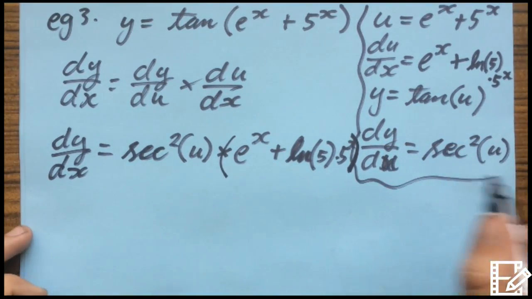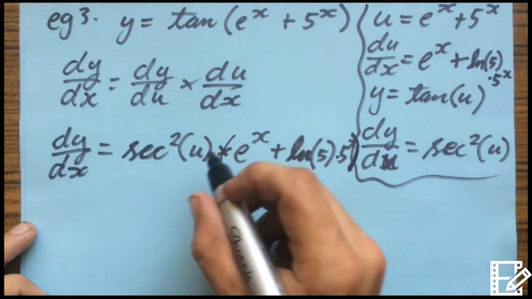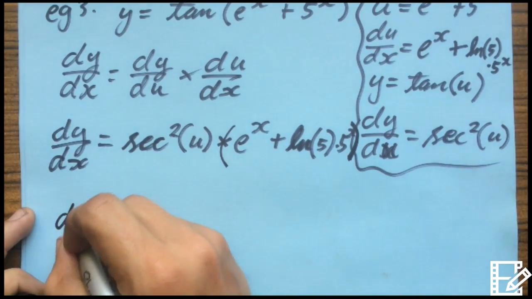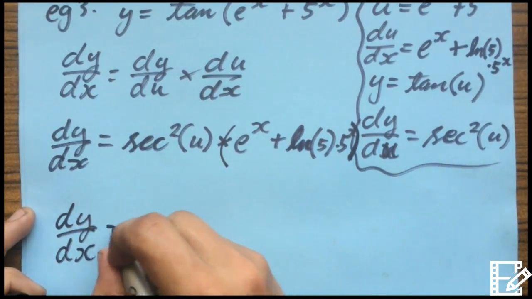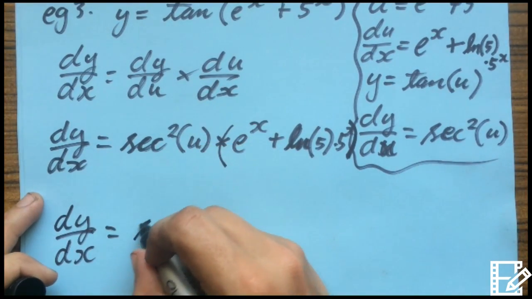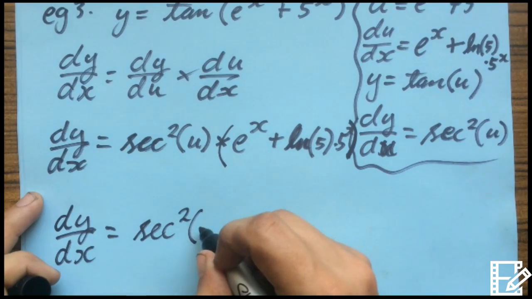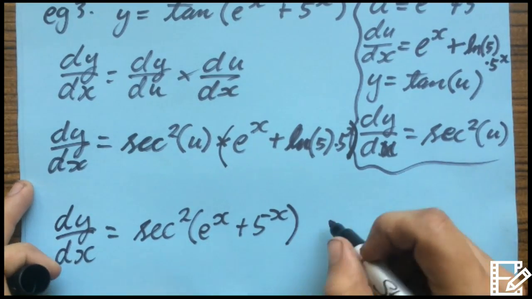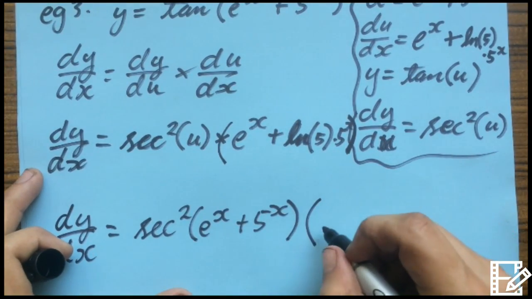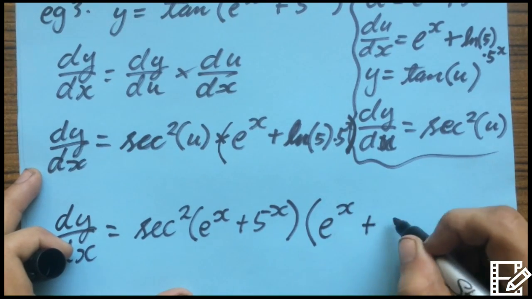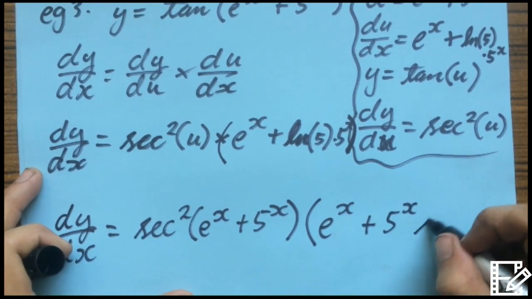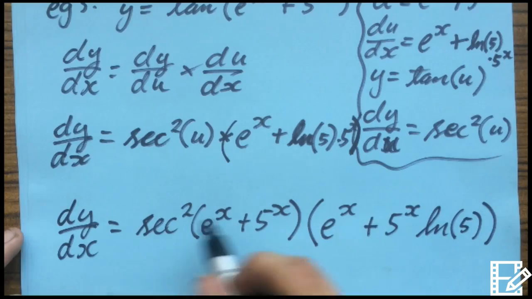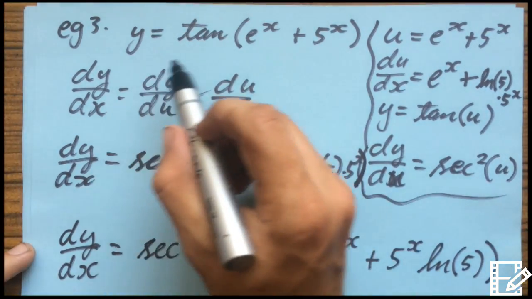This one's no better, but if we fill in the u and make it look a little neater, we have sec squared, u is e to the power of x plus 5 to the power of x, multiply that by e to the power of x plus 5^x ln 5. And that is the first derivative of this function up here.